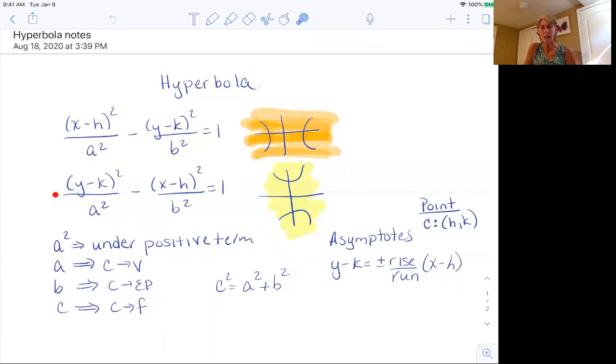When the y is the positive term, y minus k squared over a squared minus x minus h squared over b squared equals 1, then our vertices are going to be along the y-axis.